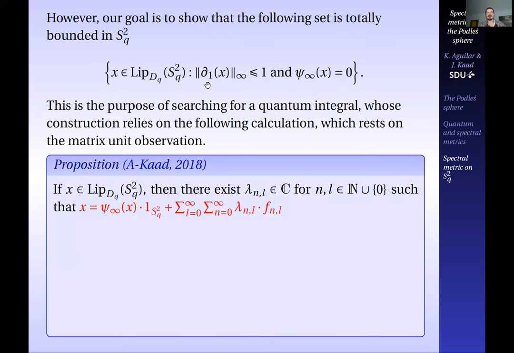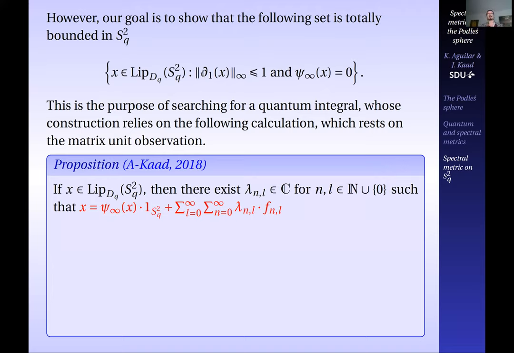Well, the idea is, again, we have such a set, we want to assume elements where the norm of the derivation is equal to one, but we want to get rid of the derivation, as we saw before. And how do you get rid of the derivation in the classical case, and also in our work on the diagonal? It was to come up with an integral, something that got rid of the derivation.